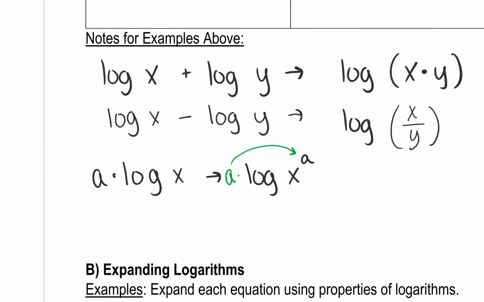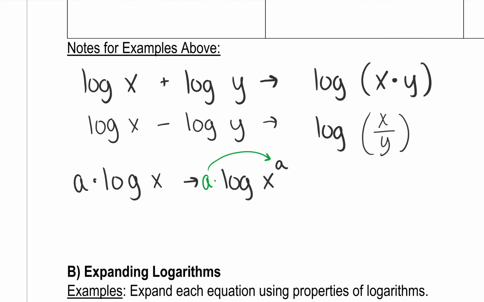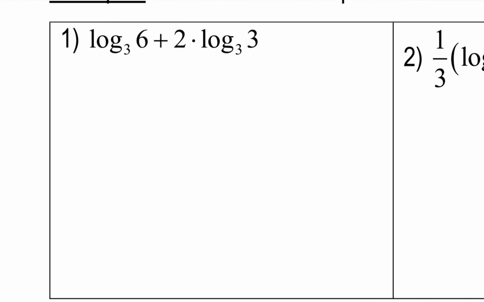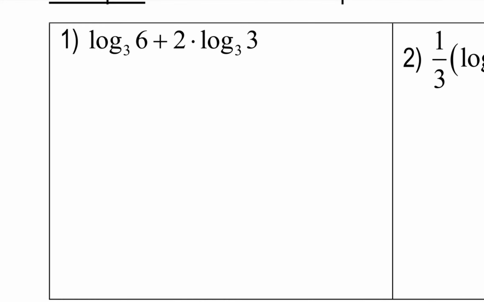Okay, these are the three things that you need to know in order to condense. So adding is multiplying, subtracting is dividing, a number in front becomes the exponent. Those are the only really three things you have to know. Okay, so let's look at number one. The first thing that I would look for is numbers in the front, because you'll have to move those before you can do anything else.